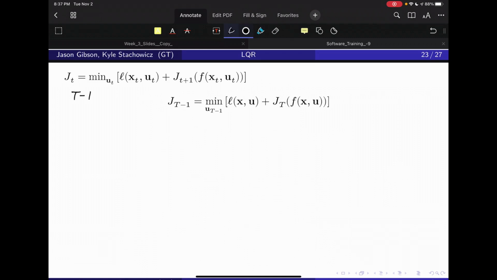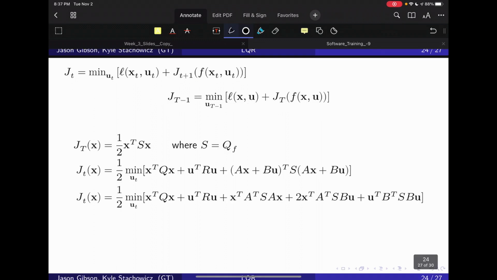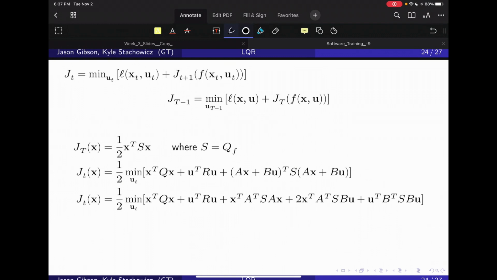So if we plug in T minus 1 to this equation up here, we get this. So we have J of T minus 1 is equal to J of T, and then the min over u of T minus 1, and then we have some running cost based on T minus 1. We know what J of T is, so we can add that as well. J of T is this quadratic function based on this Qf, and this is our final cost. This is a weighting of our final states. Now we're going to re-sub this in as S, because it's going to show up later in the equation, and it just makes more sense to start off doing this now. But you can think of wherever you see an S, you can just replace it with Qf right now.